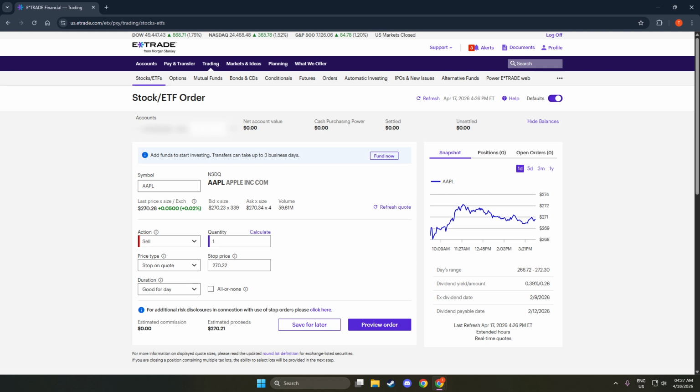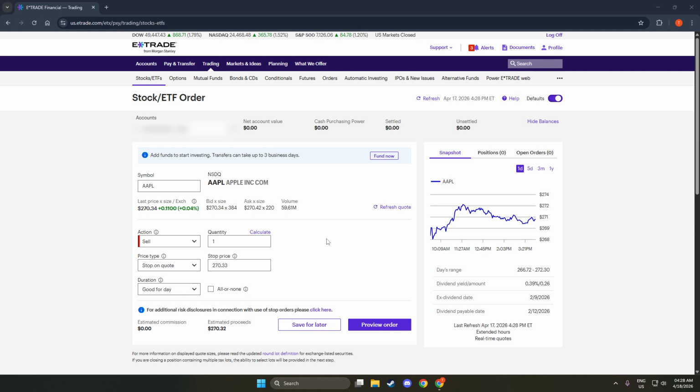Click Preview to review everything carefully. Double-check the symbol that you're selling. The price type is Stop on Quote. Your stop price is correct, and the quantity matches your plan. If anything doesn't look right, make adjustments before proceeding. When everything looks good, confirm Place Order. Your stop loss order is now active.